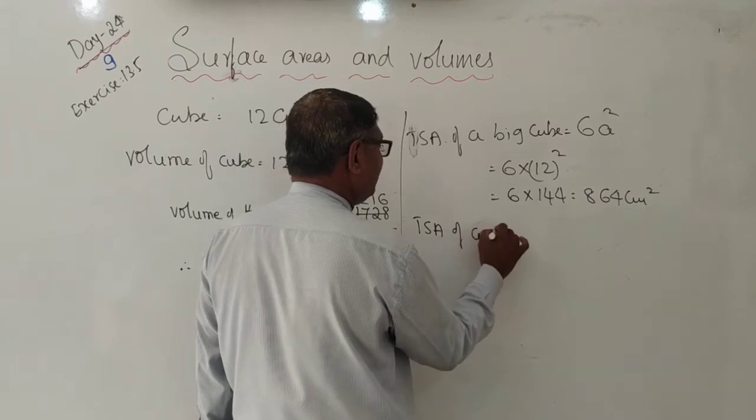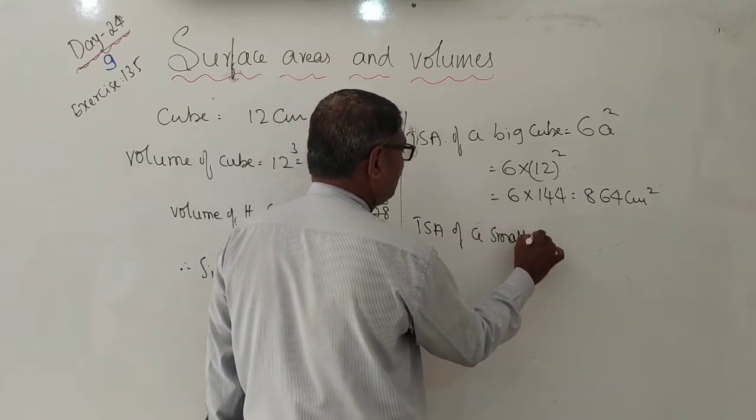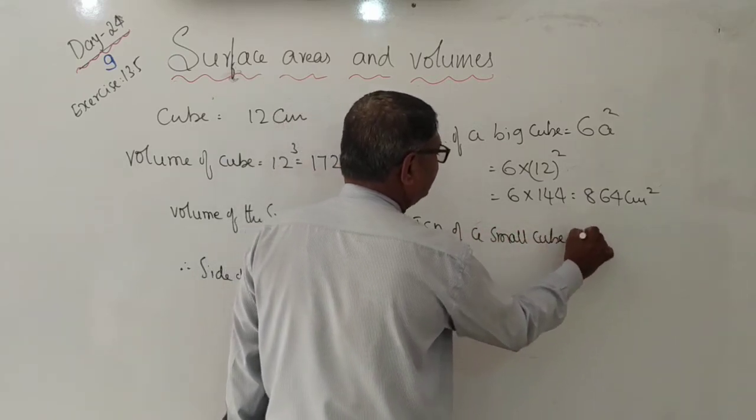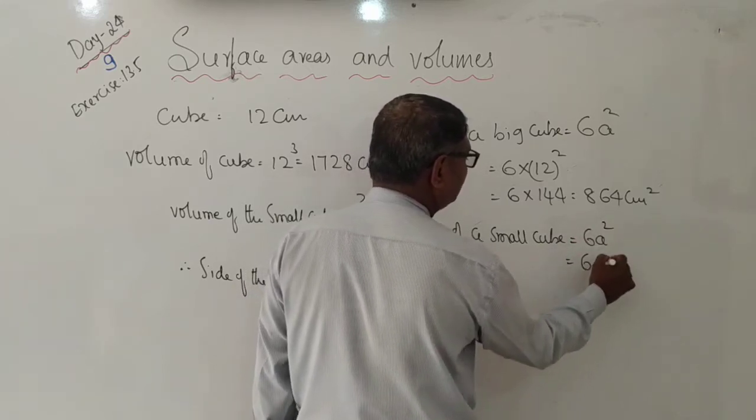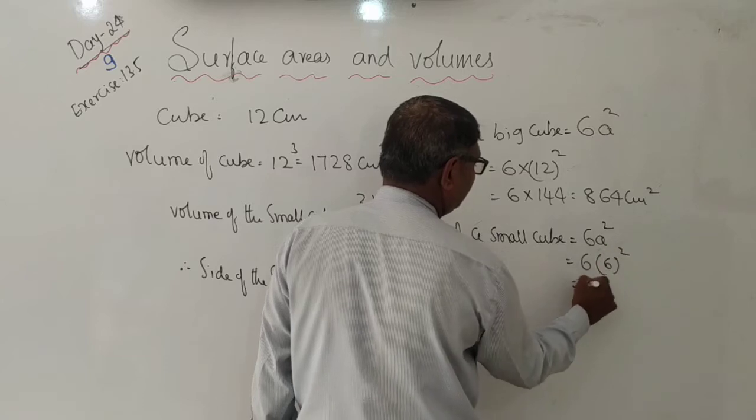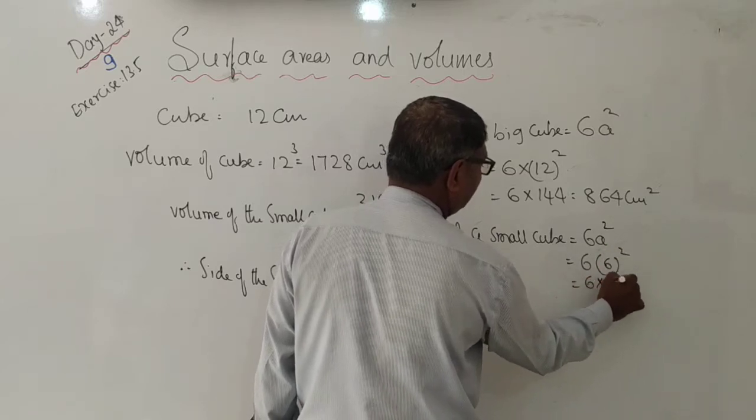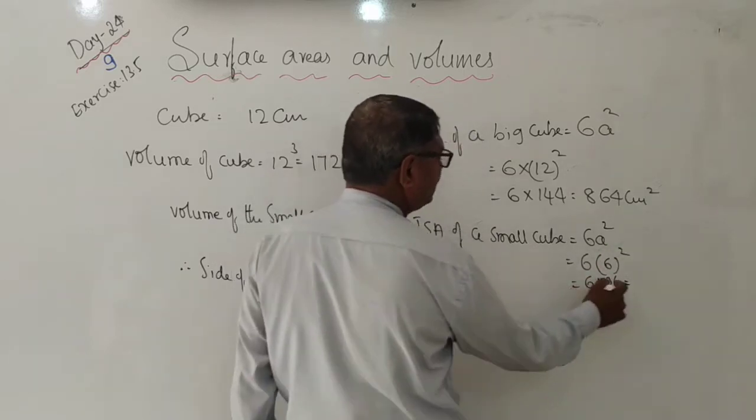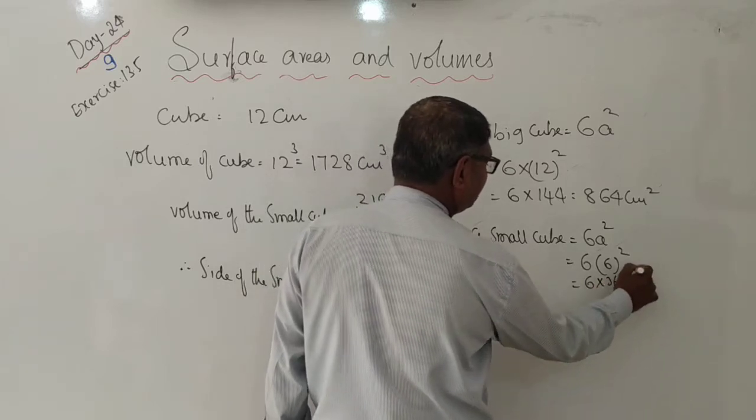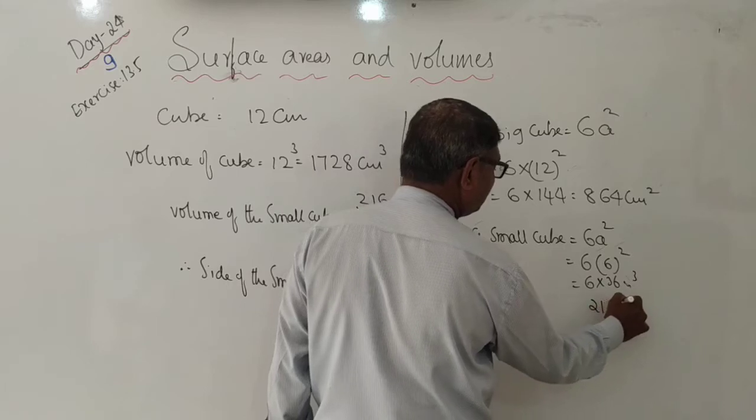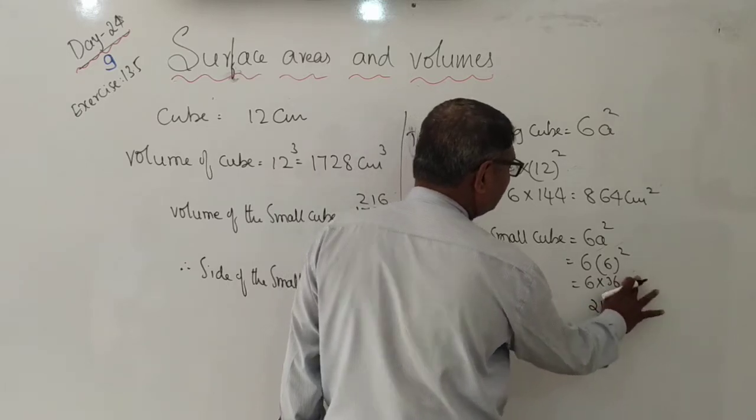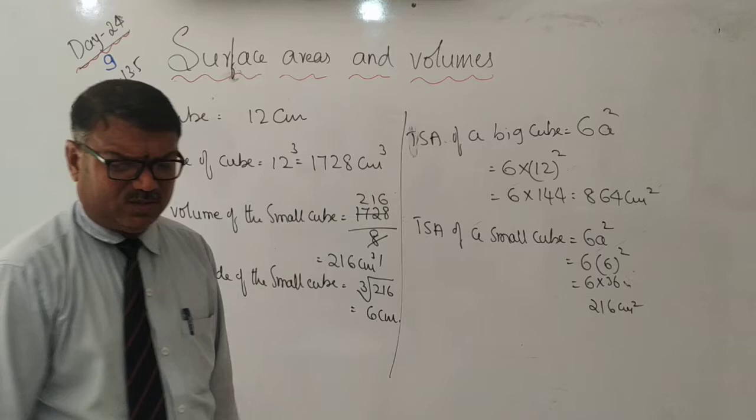Next, TSA of a small cube. Same, it is also 6A square only, but A is how much? 6 square. So it is nothing but 6 into 36. How much is it? 6 6s 36, 6 3s 18 plus 3, 216 centimeter square. Okay? Over.